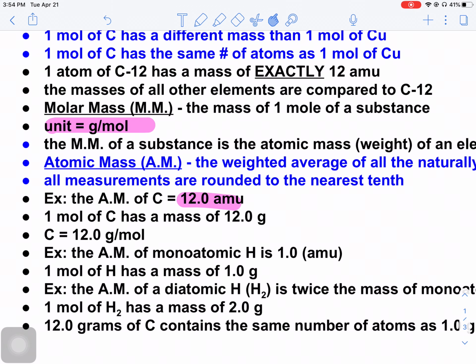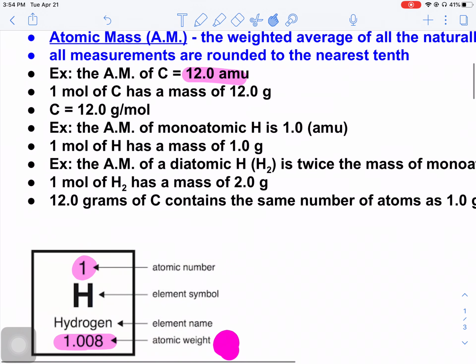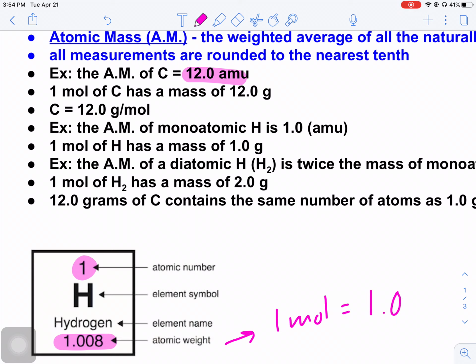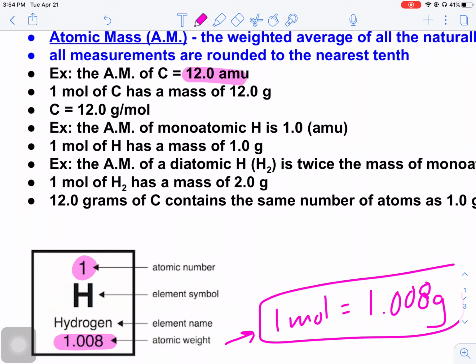All right, so let's look at my next example. My next example is hydrogen. And if you find hydrogen on the periodic table, its atomic weight is 1.008, okay? And so what that is saying is that 1 mole of hydrogen atoms has a mass of 1.008 grams, okay? But we have a problem here because hydrogen is on that list of elements that likes to form in pairs. Hydrogen, nitrogen, oxygen, fluorine, chlorine, bromine, and iodine like to form in pairs. So when we're considering a mole of hydrogen, we have to consider its chemical formula as well.